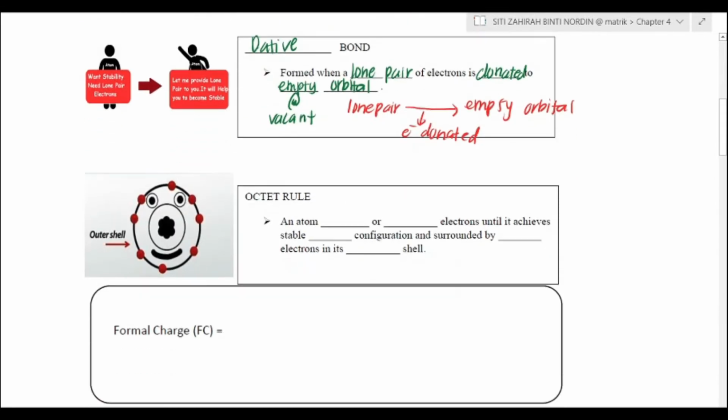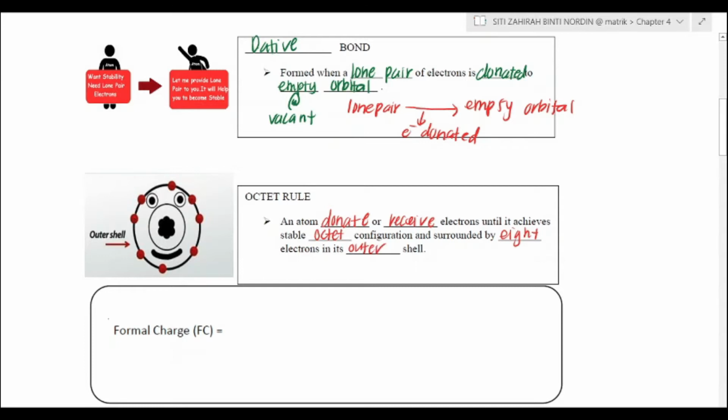Octet rule. Okay. An atom tends to donate or receive electrons until it achieves stable octet configuration, surrounded by 8 electrons in its outer shell.